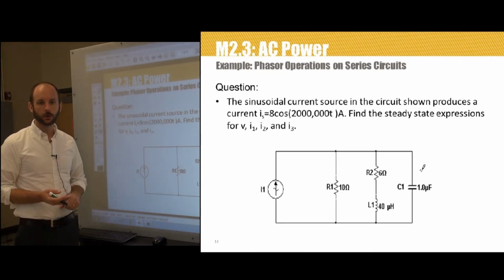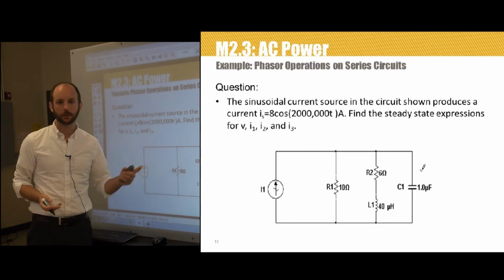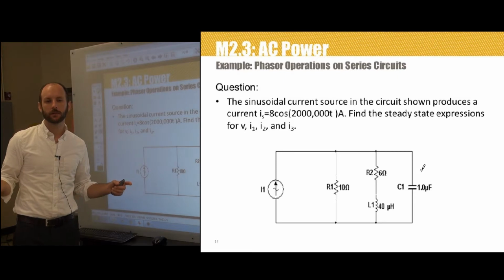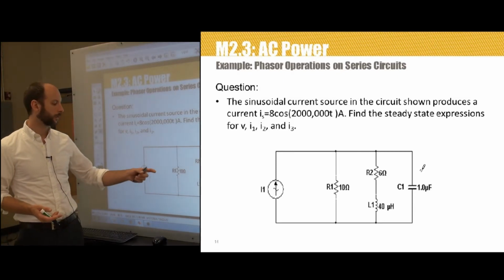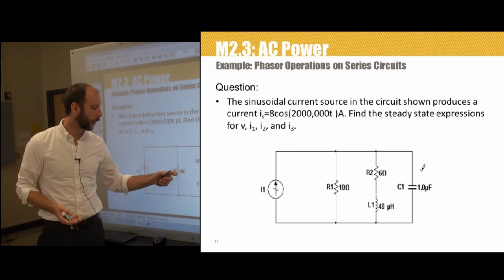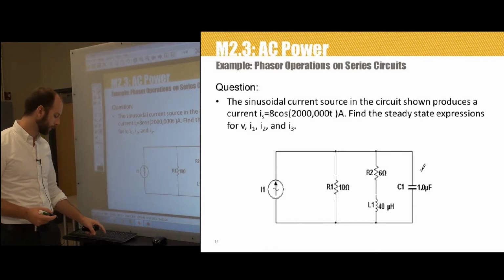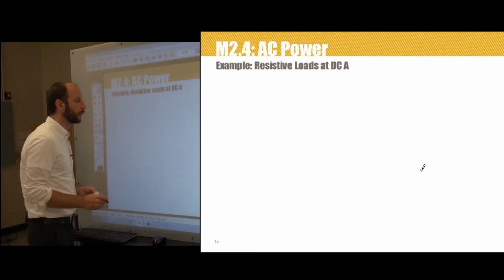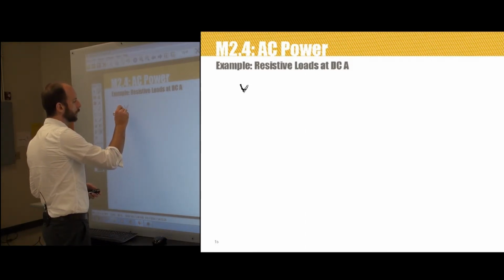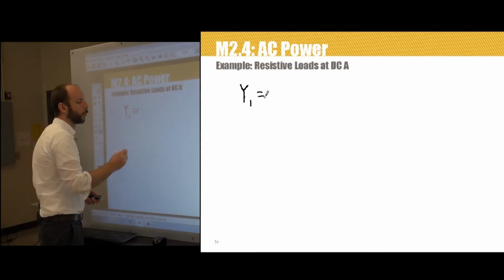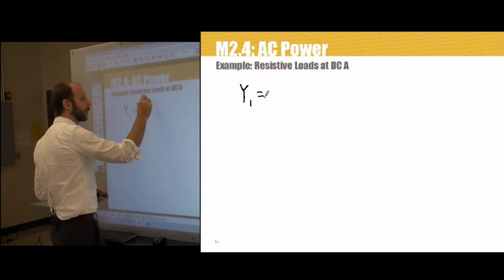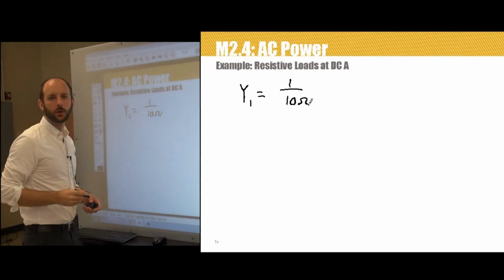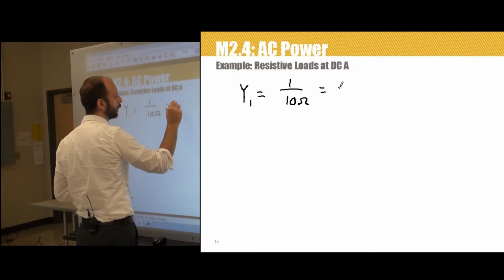So what we're going to do is find the equivalent admittances of each of the components, and then add the admittances of each branch up. We're going to start at R1 and move to the right. So let's start with R1. We'll call its admittance Y1. There's only one term in the first branch. It's a 10 ohm resistor, so 1 over 10 ohms gives you 0.1 mhos.